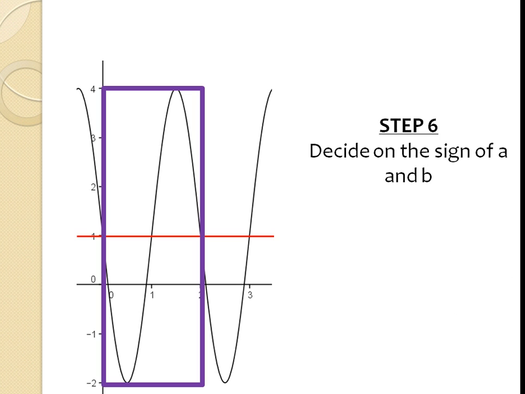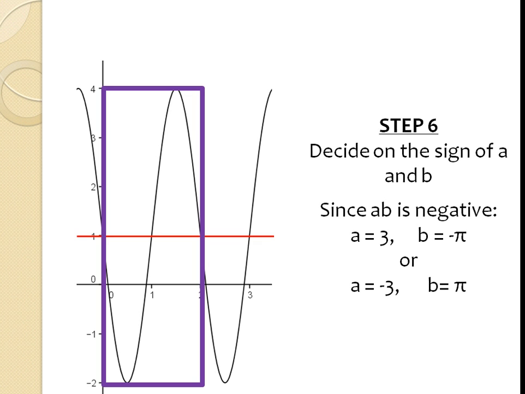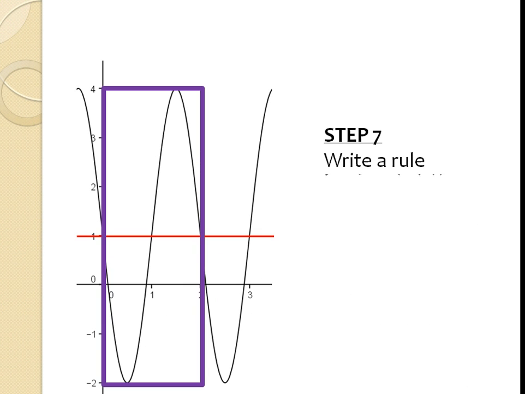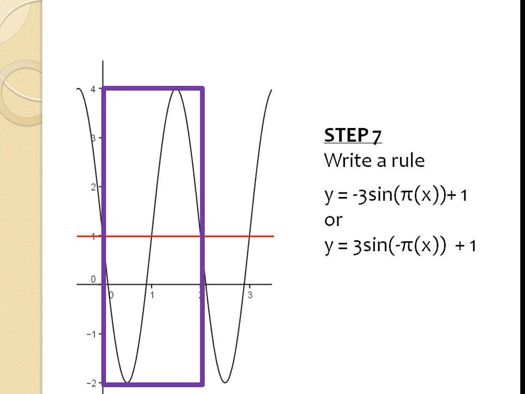However, we need to figure out what their sign is. Well, we said that a times b is going to be negative. So there's two ways of getting a times b giving us a negative answer. Either a is negative or b is negative. So you can choose either or. So whether you say 3 and negative pi or negative 3 and pi, you would be correct. So step 7, you're going to write your rule down. Either you use negative a with a positive b, or you would use positive a with negative b.